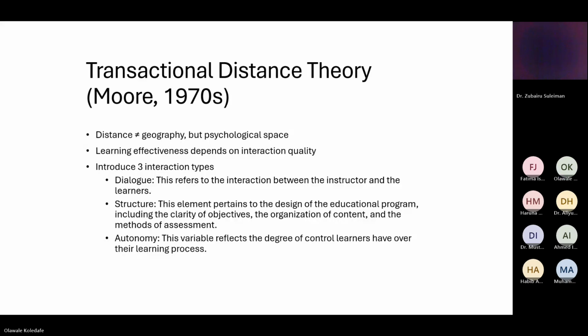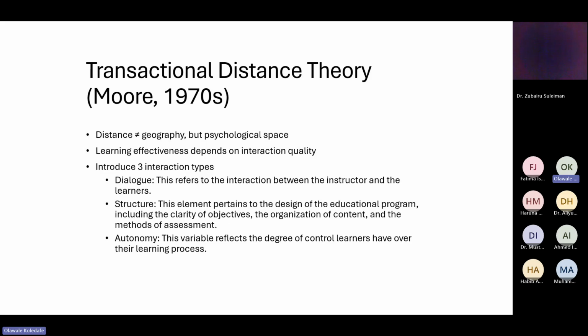Effective learning in a distance learning environment is fostered by the amount and the quality of interaction we are able to generate. Effective learning in open and distance education depends highly on the quality of interaction that we are able to create within the virtual learning environment. And according to the transactional distance theory, these interactions are categorized into three.